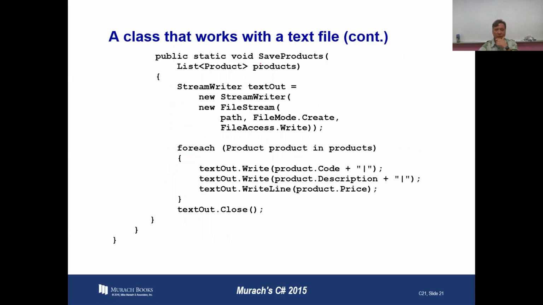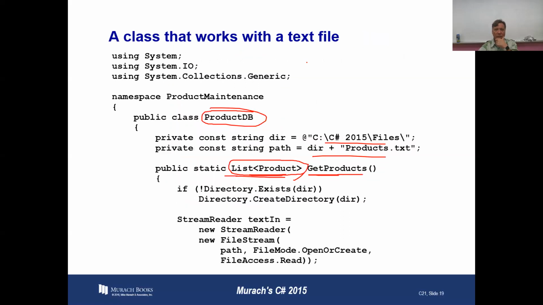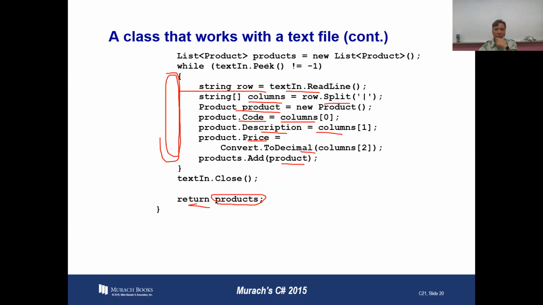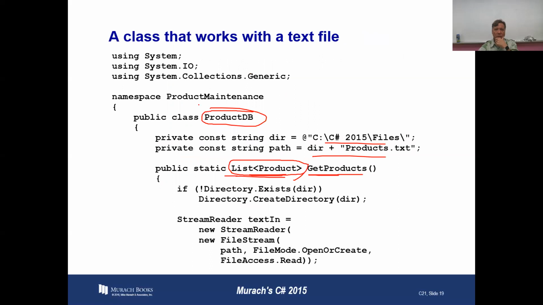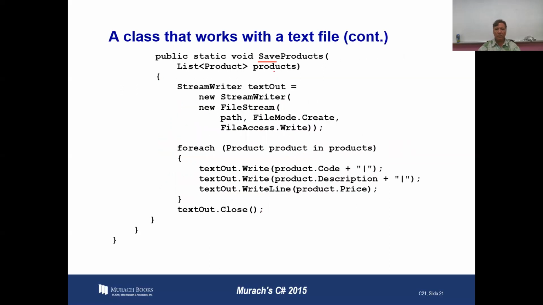So this is another static method inside this ProductDB class. You can do ProductDB.SaveProducts, and it takes a parameter of a list of products. It creates a file stream with this and that, and a StreamWriter creates a new StreamWriter object called textOut, which you can use the methods in textOut to write out this thing.